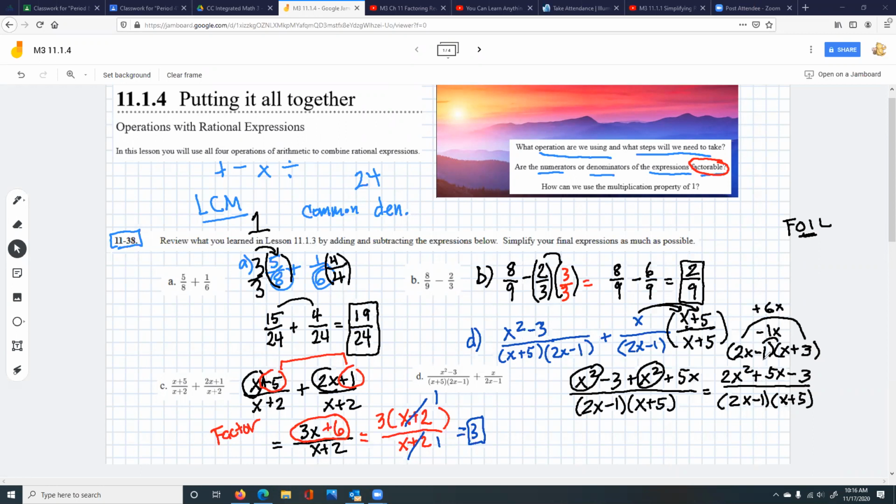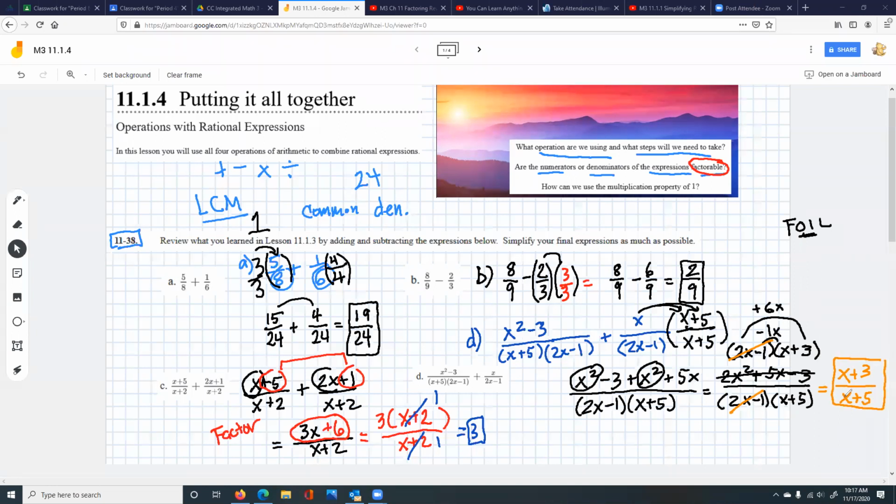And look what happens, guys. There's a 2x minus 1 on top and bottom, right? So this is no longer this. It's this times this. So let me change my color here. And I'm going to cross out this 2x minus 1 and that 2x minus 1. What are you left with? X plus 3 over x plus 5.